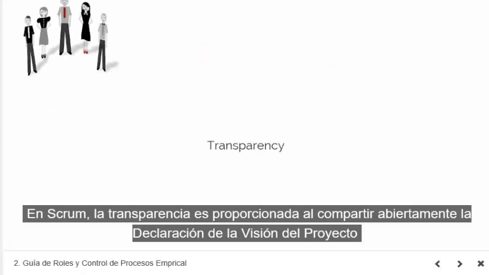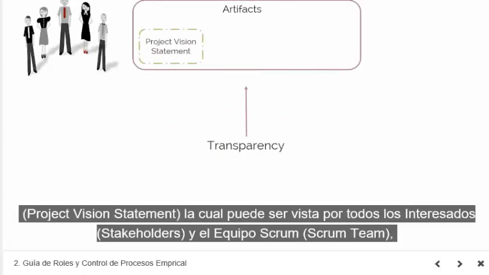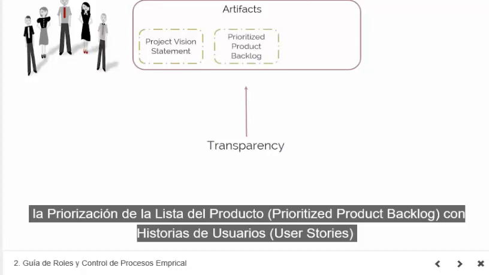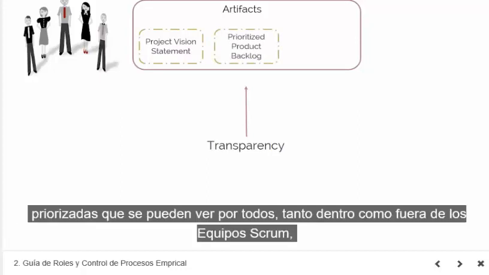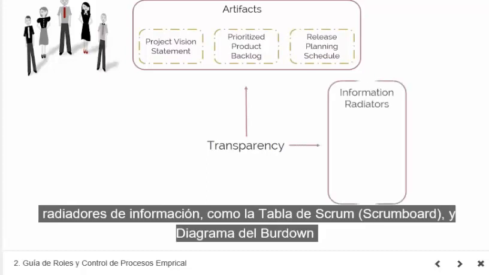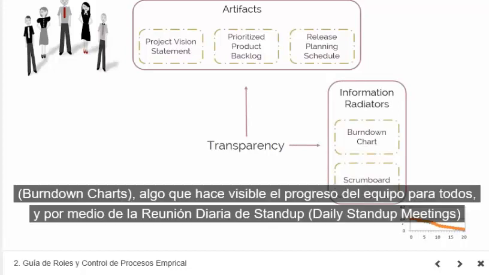In Scrum, transparency is provided by openly sharing the project vision statement, which can be viewed by all stakeholders and the Scrum team. The prioritized product backlog with user stories that can be viewed by everyone, both inside and outside the team. The release planning schedule, which may be coordinated across multiple Scrum teams. Information radiators, such as the Scrum board and burn down charts, which make a team's progress clearly visible to all.